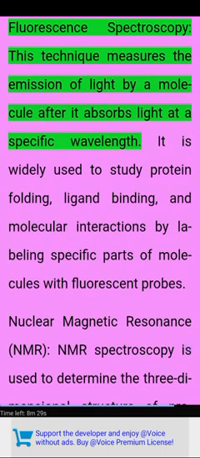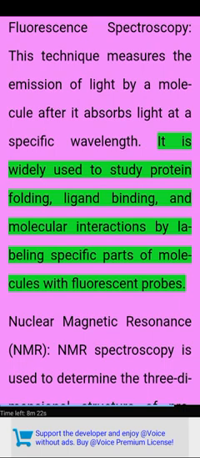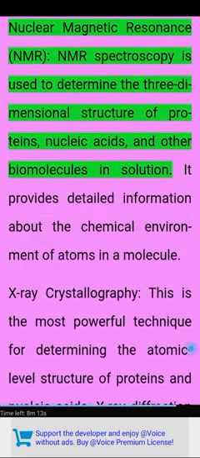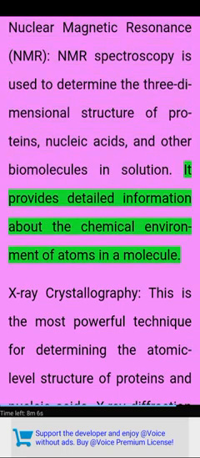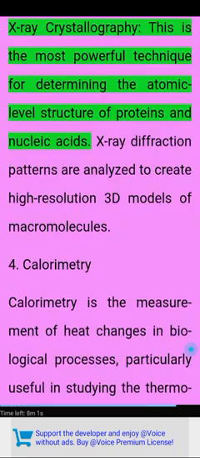Fluorescence spectroscopy. This technique measures the emission of light by a molecule after it absorbs light at a specific wavelength. It is widely used to study protein folding, ligand binding, and molecular interactions by labeling specific parts of molecules with fluorescent probes. Nuclear magnetic resonance (NMR) spectroscopy is used to determine the three-dimensional structure of proteins, nucleic acids, and other biomolecules in solution. It provides detailed information about the chemical environment of atoms in a molecule.